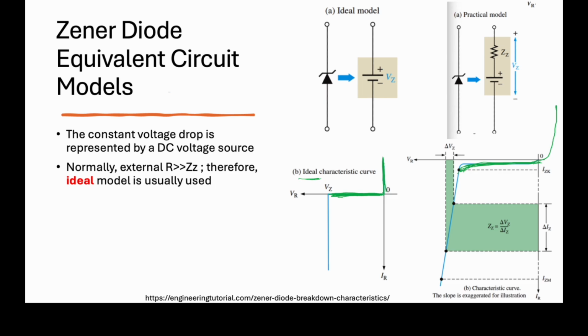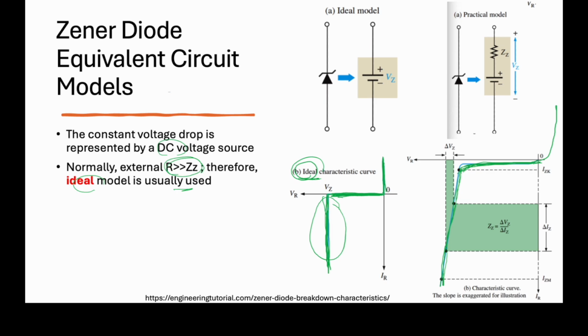And you can see here another ideal characteristic of a Zener diode. When it is an ideal diode, it is exactly a straight line, compared to the practical diode, which has a slope here. So the constant voltage drop is represented by a DC voltage source. Normally, external R is larger than ZZ, therefore the ideal model is usually used. In the ideal model, we assume that there is no internal resistor inside the diode.